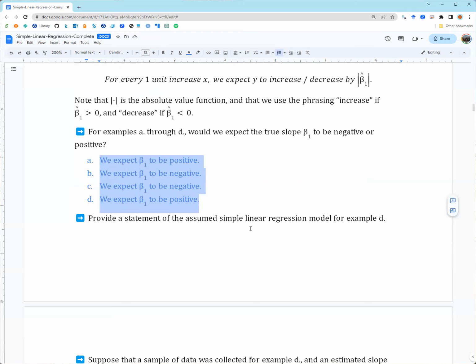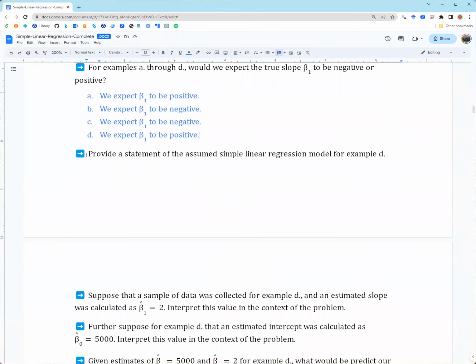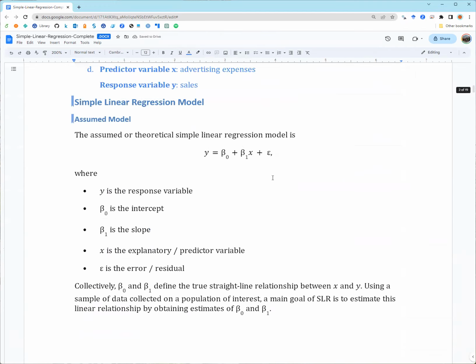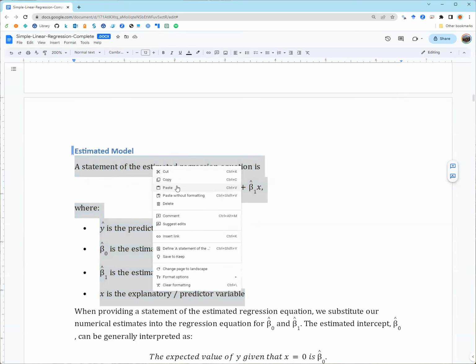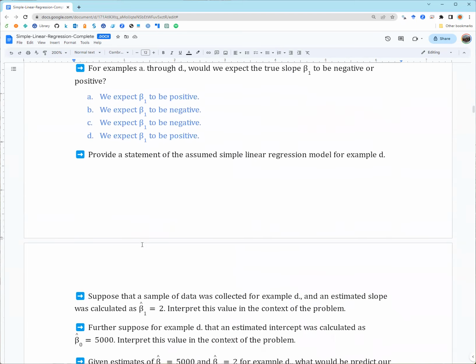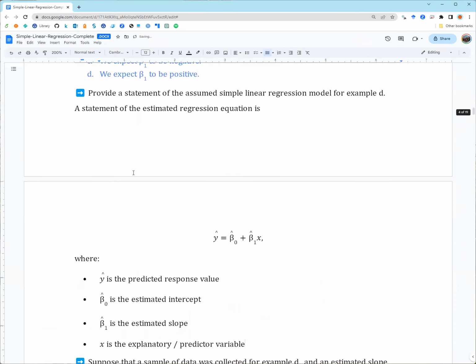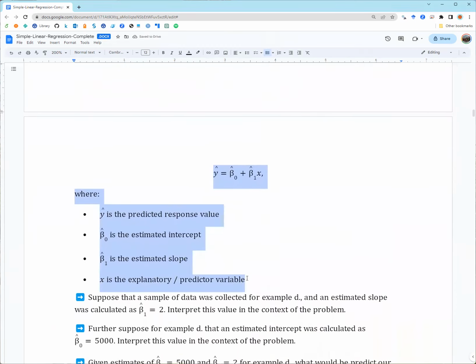Now, to see if that's likely, we could estimate the slope using a data set that we collect, a sample of data. Okay. So let's practice how we could give the assumed or theoretical simple linear regression model. And let's do it for the example D. Okay. So let's start with this blueprint of how we can give the estimated regression equation here. We can paste it. All right.